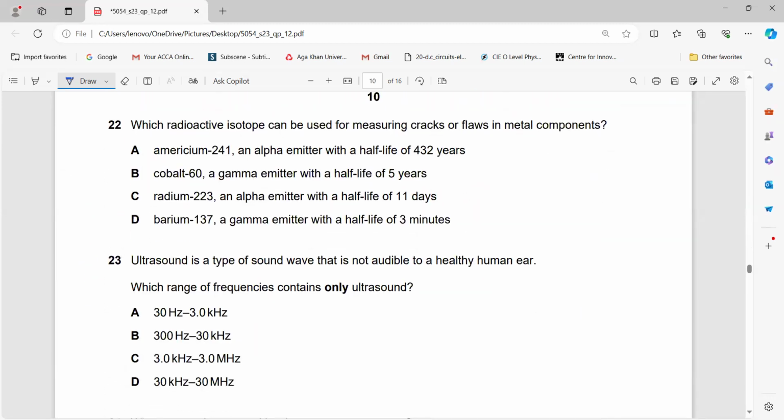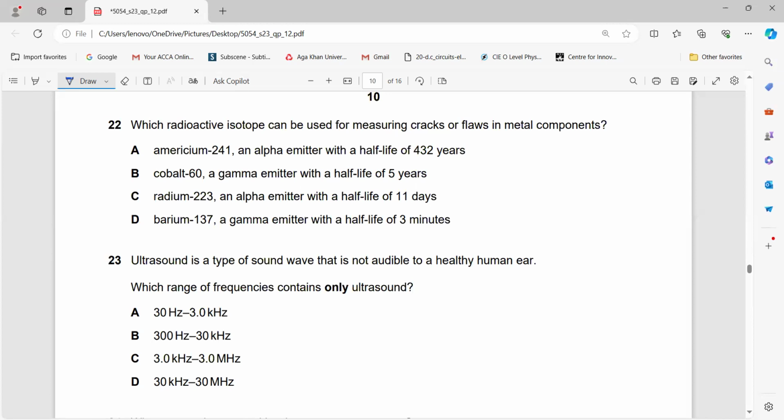22. Which radioactive isotope can be used for measuring cracks or flaws in metal components? Now you need to understand cracks and flaws in metal components. You can use a radioactive source with a higher half-life. Half-life is the amount of time it takes for the count rate to drop down to half of its previous value, for a nuclide to decay to half of its previous value, right?